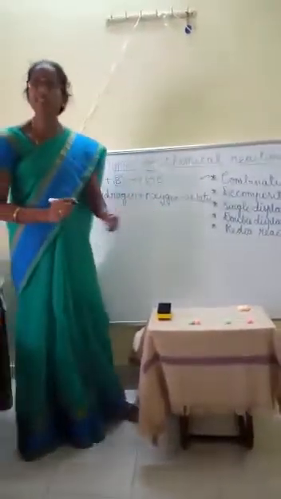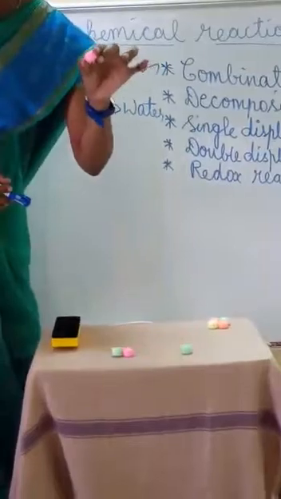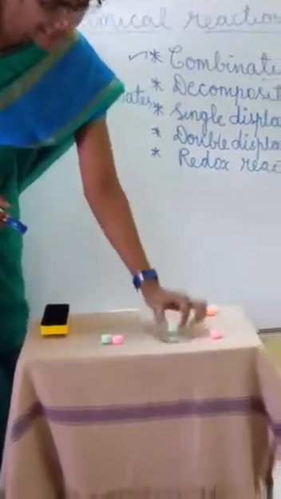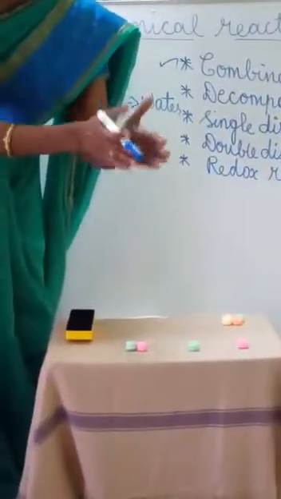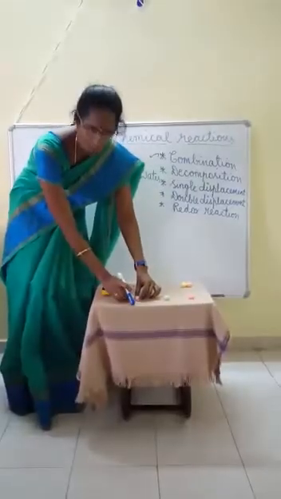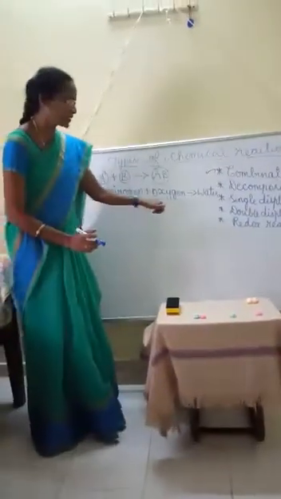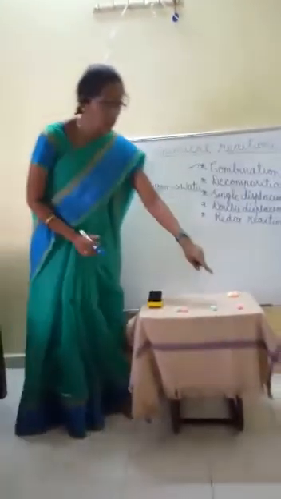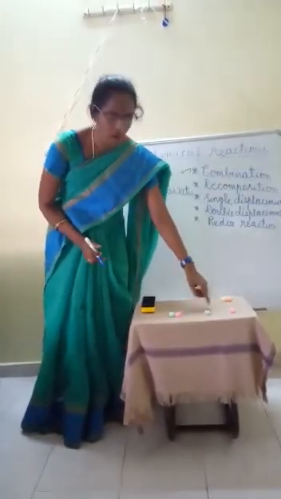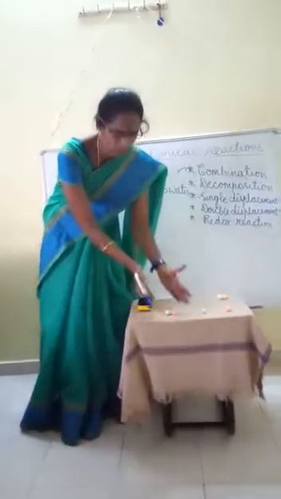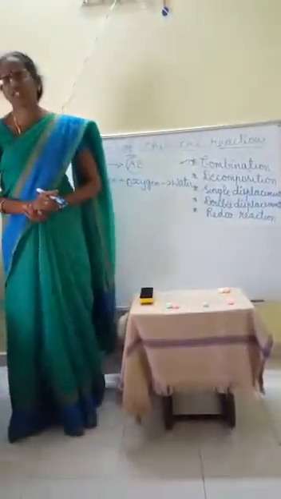Let me visualize with these colored balls. Imagine this pink ball is the reactant A and green ball is the reactant B. So both the reactants react to form a new product, this one AB. See this one, hydrogen plus oxygen gives water. Imagine this pink ball is the hydrogen, green ball is the oxygen. Both hydrogen and oxygen react to form the product water. This is the combination reaction.